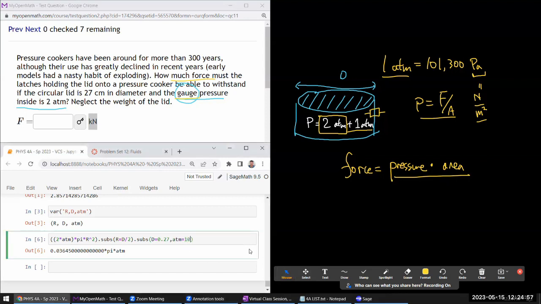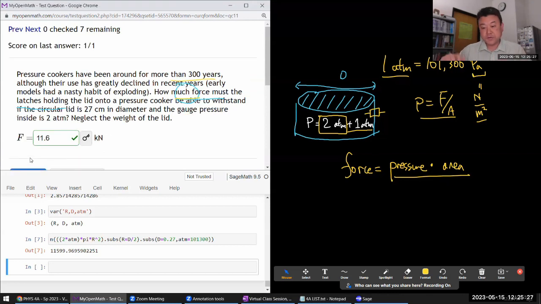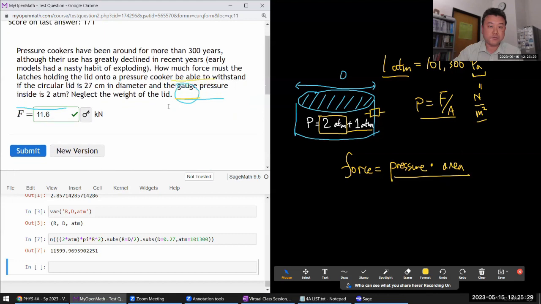So I put in that quantity. 1 atmosphere is equal to 101,300 in basic SI units. Yeah. And after this, the unit will work out. So the number that we get, let me pass it through decimal approximation. The number that we get should be in the unit of Newton. So move 3 decimals over, 1, 2, 3, for kilonewtons, it's 11.6 kilonewton. So pretty simple, just more unit conversion.